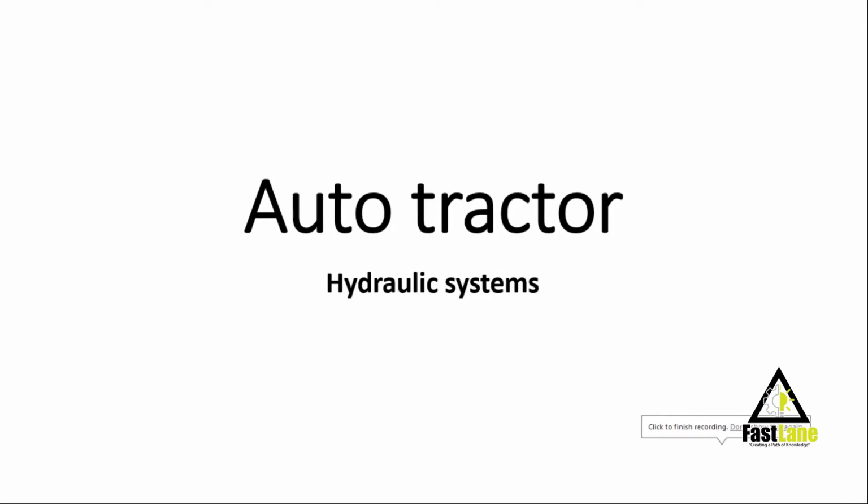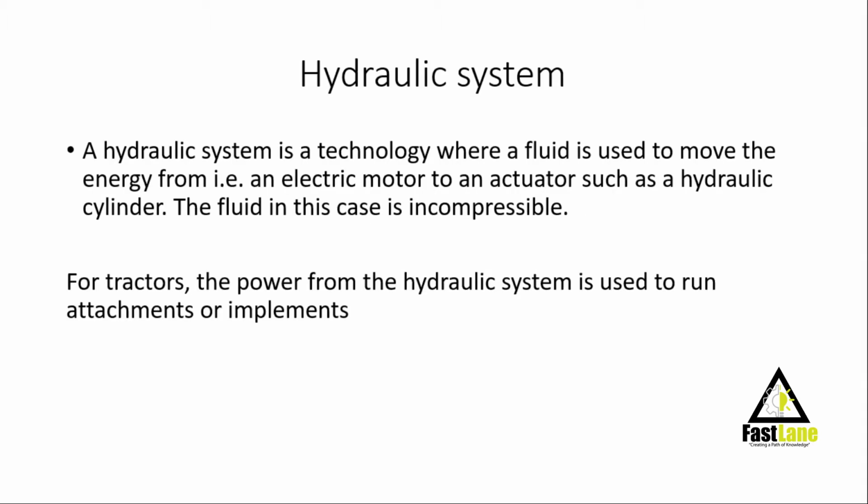So, on the Auto Tractor, we shall start with the hydraulic system. Let's start by defining what a hydraulic system is. We see a hydraulic system is a technology where a fluid is used to move energy from an electric motor to an actuator such as a hydraulic cylinder.